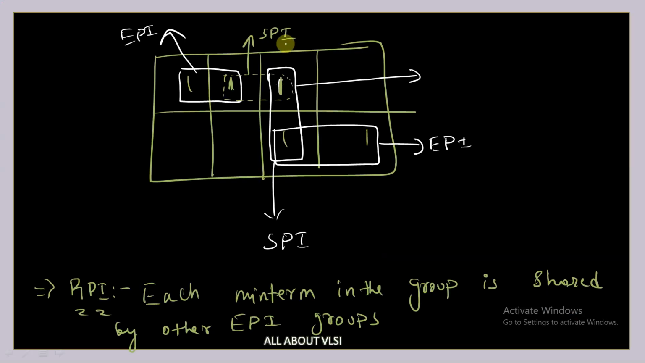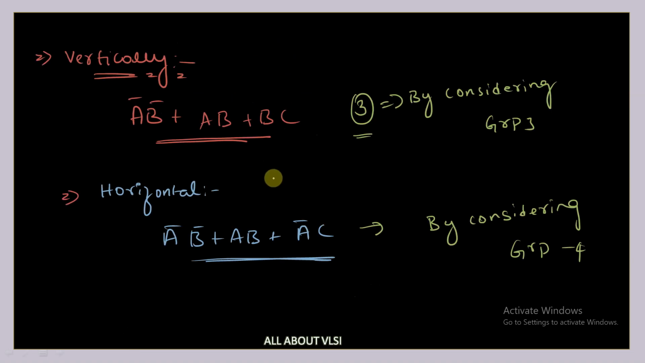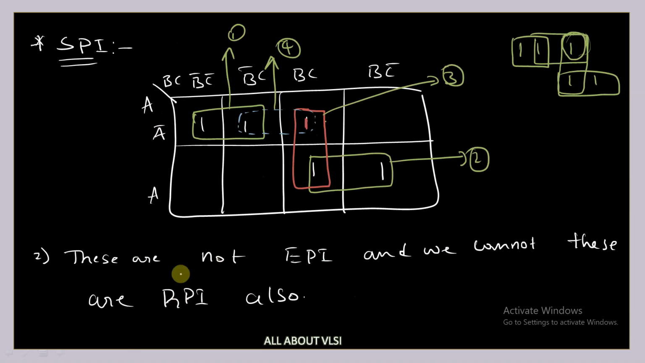Okay. So we should be careful here. In this group, we have two minterms. One minterm is shared by an EPA. Okay. But what about the other minterm? It is not shared by an EPA. If it were shared by an EPA, then we could say it is an RPA. But this minterm is not shared by an EPA. It is shared by an SPA. So that's why we cannot say the dotted line is an RPA. So according to the definition, it is said to be an SPA. So this is how we are going to decide.